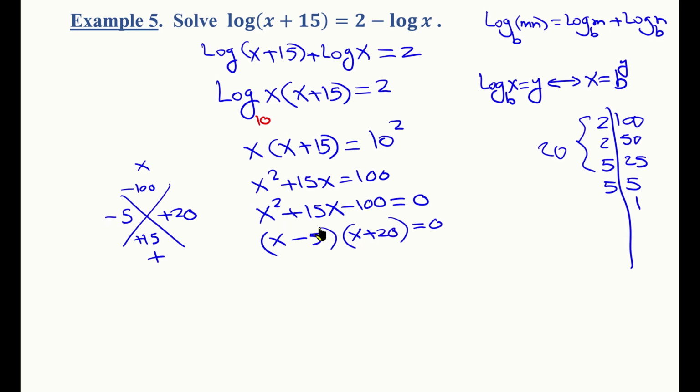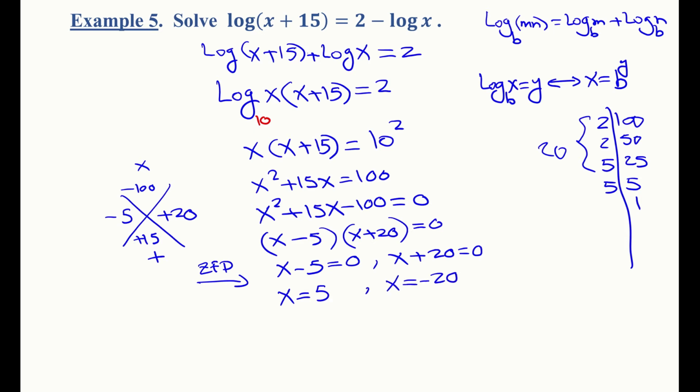It's always useful to do a FOIL check. First times first is first, last times last is last. Inner product is -5x, outer product is +20x, and they add up to the middle term. Always check those three things to make sure you factored correctly. Now we apply the zero factor property. So we get either x minus 5 equals 0 or x plus 20 equals 0. So the left one gives us x equals 5, and the right one gives us x equals -20.